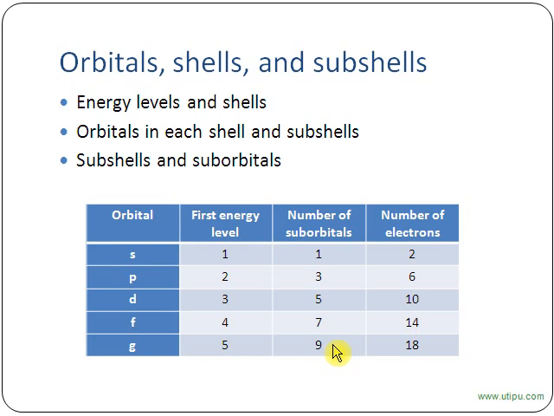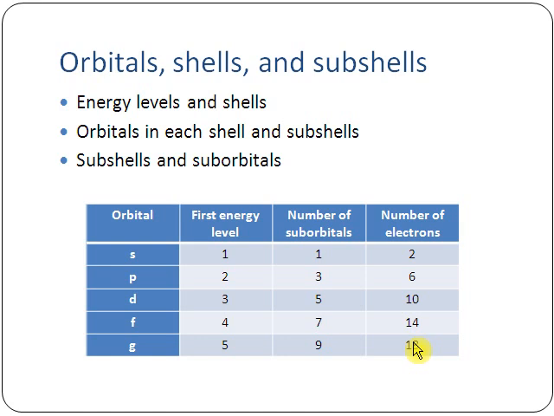Since there are 2 electrons per suborbital, the number of suborbitals is always half the number of electrons. So 1 suborbital means 2 electrons in the s orbital. 3 suborbitals in the p means there are 6 electrons there. 5 gives you 10 for D, 7 gives you 14 for F, 9 gives you 18 for G. And so that gives you an idea of how that works.